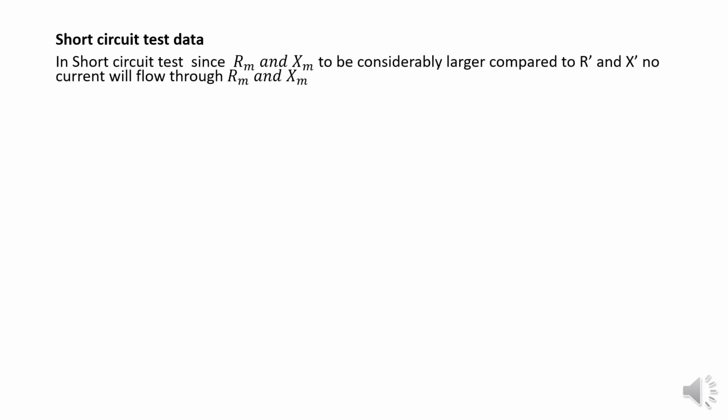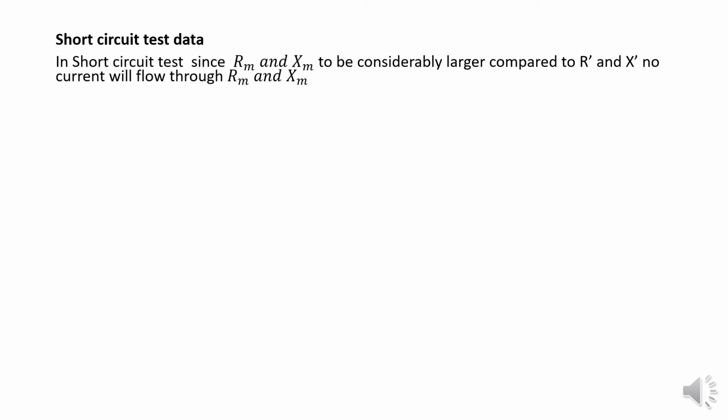Then the next one is the short circuit test, right? Doing the short circuit test, you can find the two series components, the resistance and reactance, which are R dash and X dash. So again, when we short circuit, the output will be short circuited. If you remember, in the tutorial I showed you, when it is short circuited, since Rm and Xm values are very high, all the current will flow through R dash and X dash.